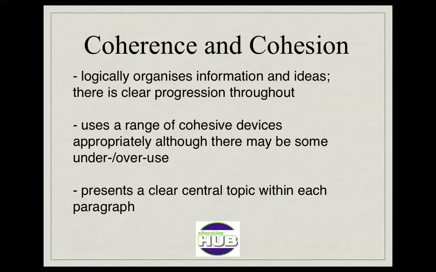Number 3, presents a clear central topic within each paragraph. Now, by using a topic sentence, the most general statement in the paragraph, you have a much better chance of having a focused paragraph. The one thing that's very confusing in paragraphs is if you put irrelevant information or ambiguous information in a paragraph, because it's very easy to get confused if you do not have a central topic that is continued from the beginning of the paragraph to the end of the paragraph.